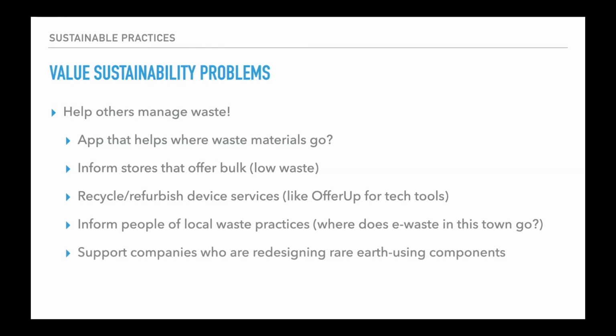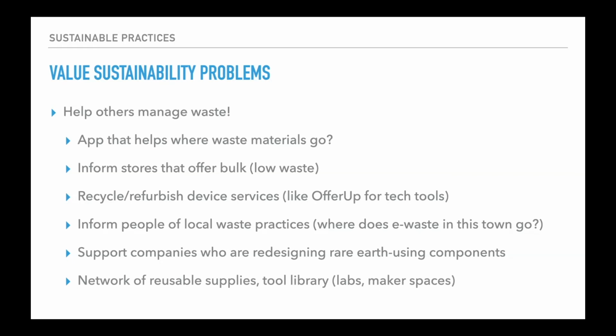Supporting companies that are working on redesigning these rare earth using components, right? So doing the research for people and then saying, hey, these are really cool companies that are doing something. They're probably going to see a huge boom in stock. So maybe you're going down an investment route, right? So as we're looking at how we reuse rare earth elements, we're also looking at where the market is likely to go.